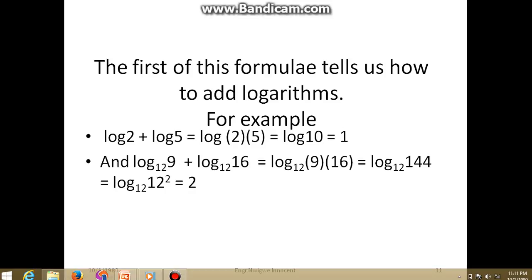Which we also have log 12 raised to the power 2, because 12 times 12 is 144, to the base 12. Therefore, if the 2 goes behind the log, 12 to the base 12 will cancel to give the same thing as 1. Therefore, we will now be left with 2.